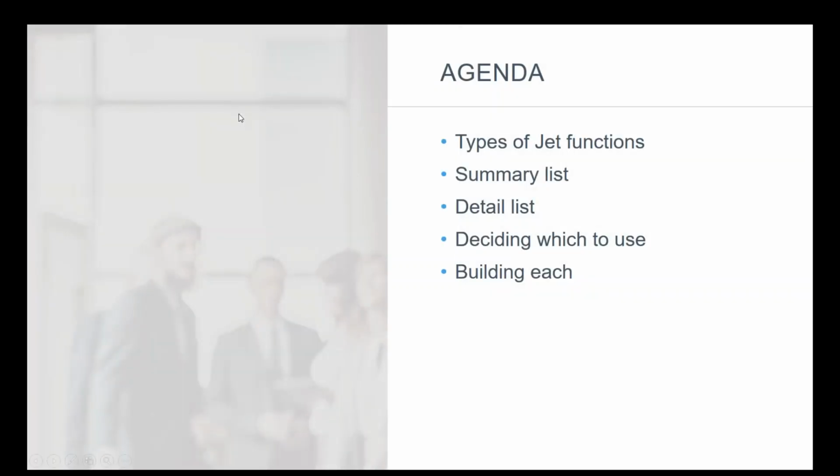So the last thing we should probably do is just talk about what today's topic is all about. Okay? There's a little bit more than just when do I use a detail list and when do I use a summary list, right? We need to talk a little bit about some Jet functions, just as a review. Maybe you already know those things, maybe you don't. We need to talk about what the heck is a summary list or a detail list. And then we need to go through the thought process of how do I decide which one I should use.